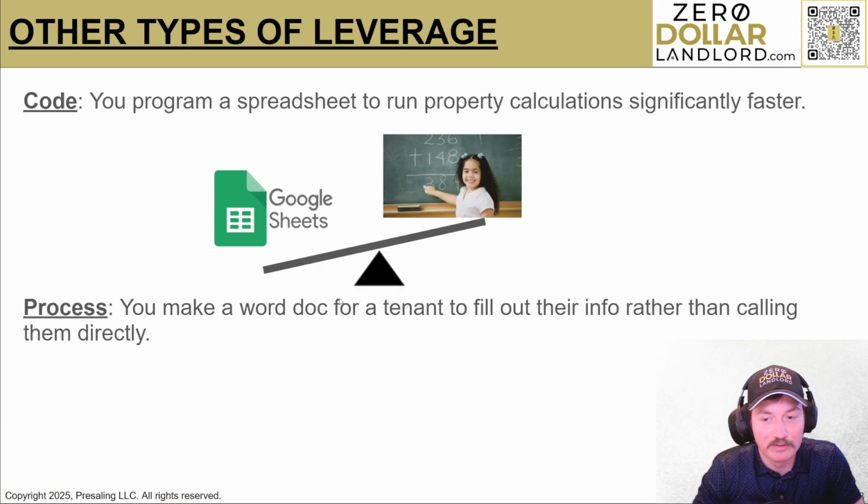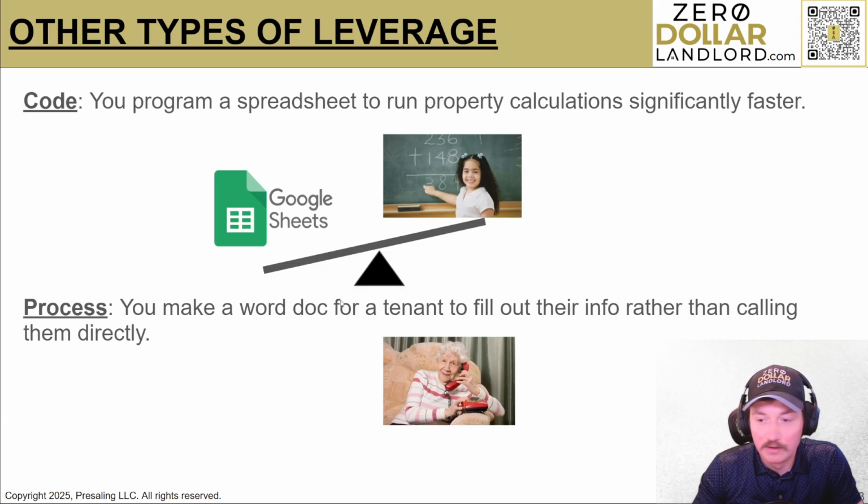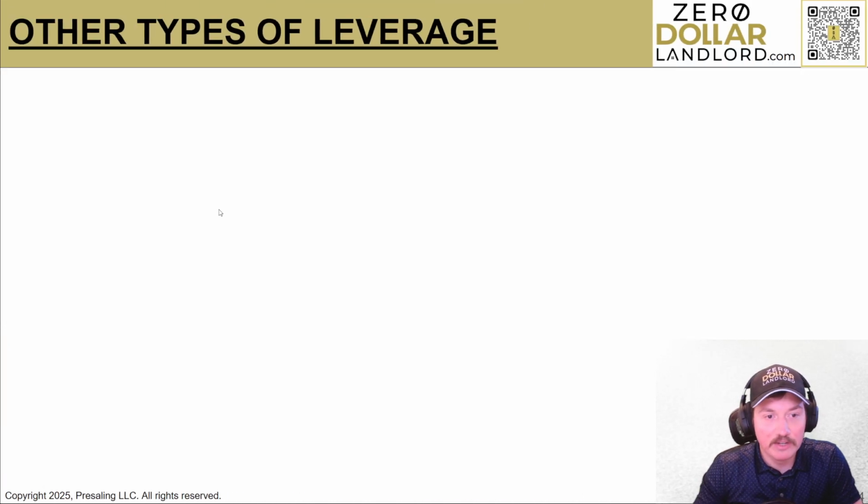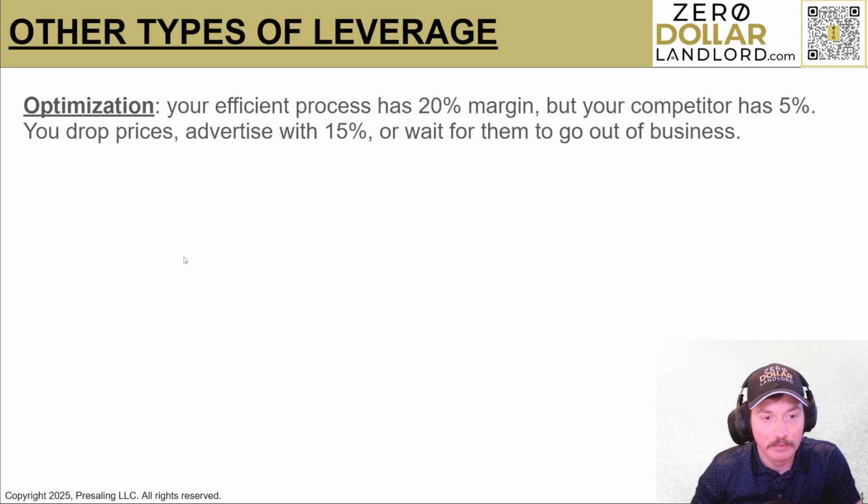You can do process leverage as well. Instead of doing a manual phone call to your granny to get her information, just send them a lease and then have them fill it out, right? Everything I'm telling you, by the way, is how to beat your competition. If you just implement every single one of these leverage types, then you're going to be crushing it. That's why it's so important to learn, because you're losing because you aren't using these things, because other people are using them against you.